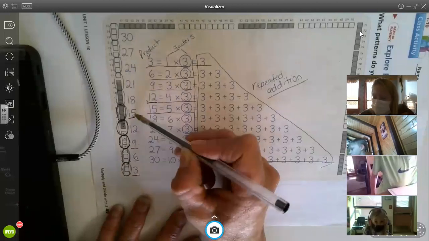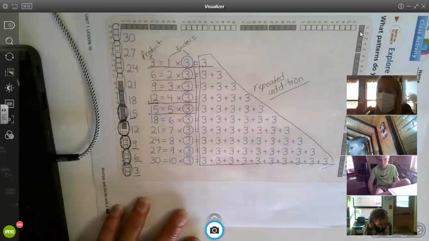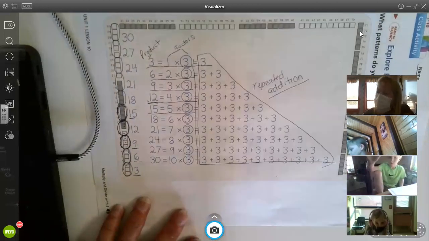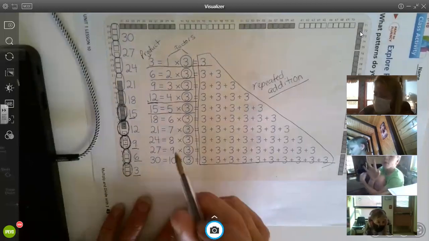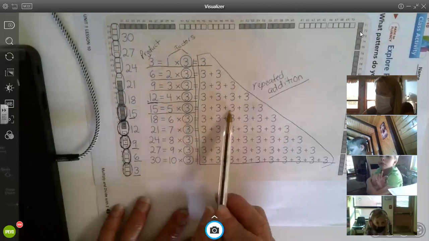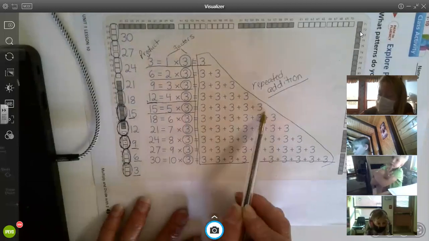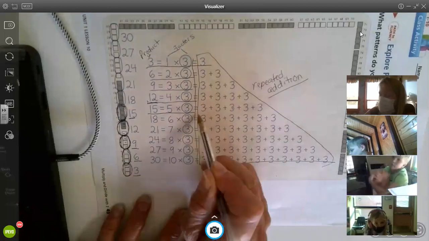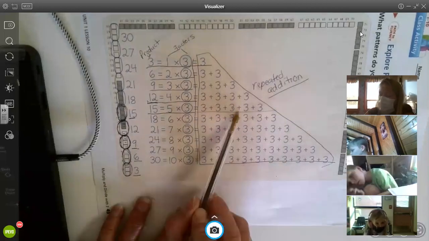We're counting by threes. A little trickier than 2s, 5s, and 10s. Probably not as tricky as 9s, right? That is the same thing as saying 3 plus 3 plus 3 plus 3 plus 3. That's 1, 2, 3, 4, 5 threes, because multiplication is repeated addition.